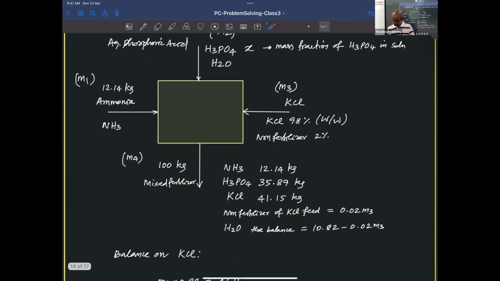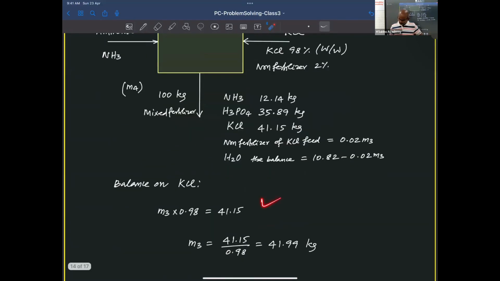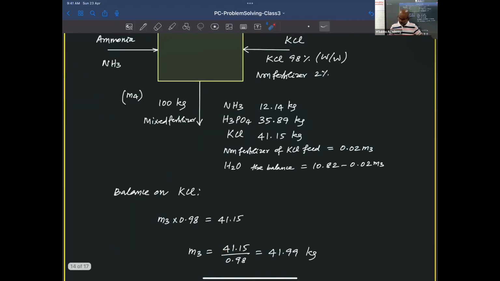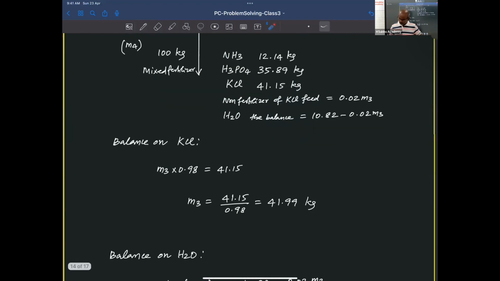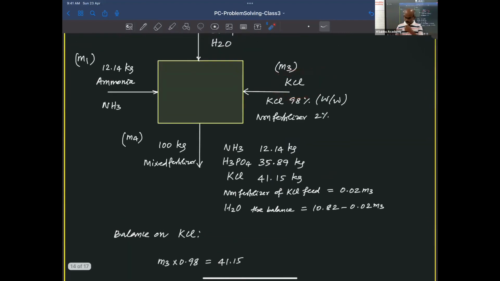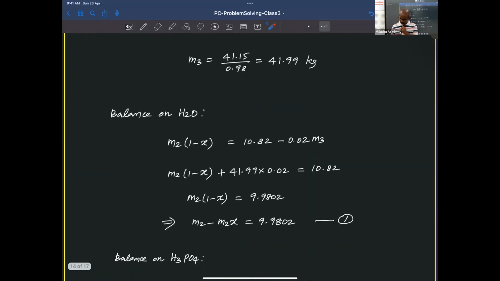So how to get the balanced water, which is all these three? 100 minus all these is the balanced water. So 100 minus this is 10.82, and this is already minus that. Okay, there is this hydrogen balance, water balance we can make. Now this KCl we can easily calculate, because 41.15 divided by 0.98 will give you how much of this KCl fertilizer to enter. Okay, that is over. And balance on water.